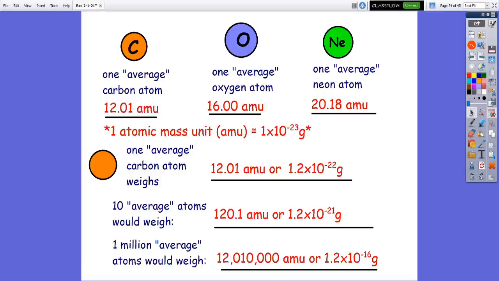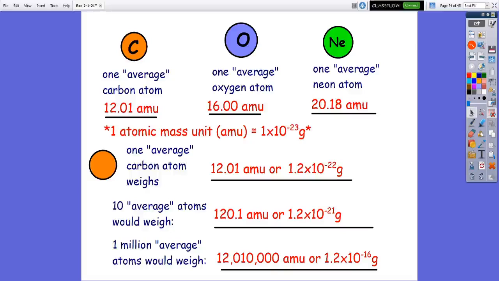My average oxygen atom, if I look up its molar mass, is listed as 15.999. So if I want to round that to just 2 decimal places, that third decimal being a 9 rounds up the other decimal, which is also a 9. So this actually rounds up to 16.00 AMU. And then one average neon atom is listed as 20.18 AMU.